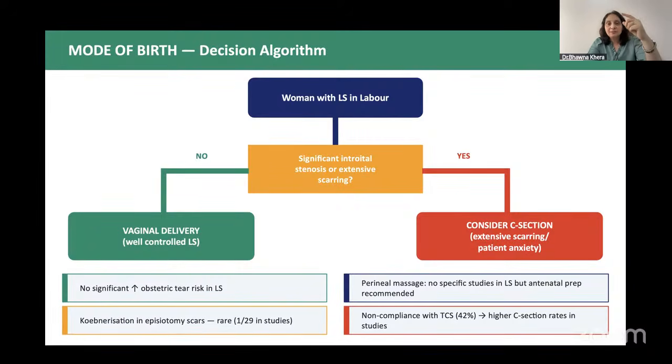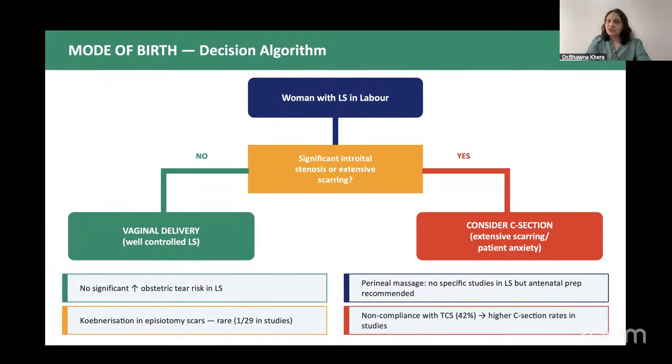This psychological impact is a good point for the Part 3 students, where they can talk about the psychological impact on the body image and the chronic disease impact. So patient anxiety should be well dealt with. No significant increase in the obstetric tear risk in lichen sclerosis. This is very important: Koebnerization in the episiotomy scars. The lichen sclerosis can grow into the episiotomy scars or the perineal injury scars.